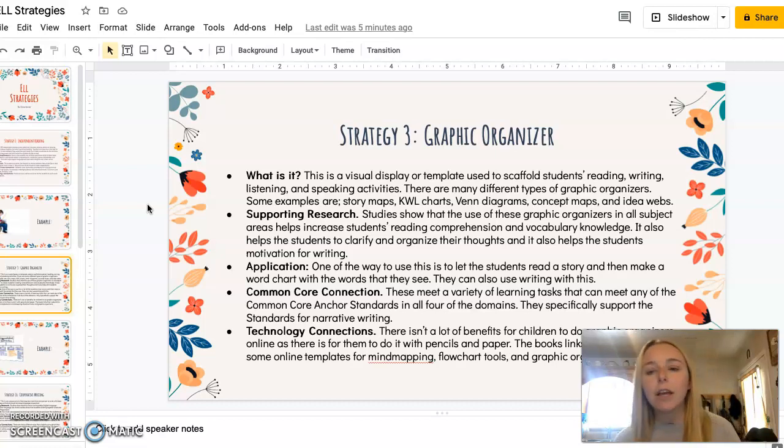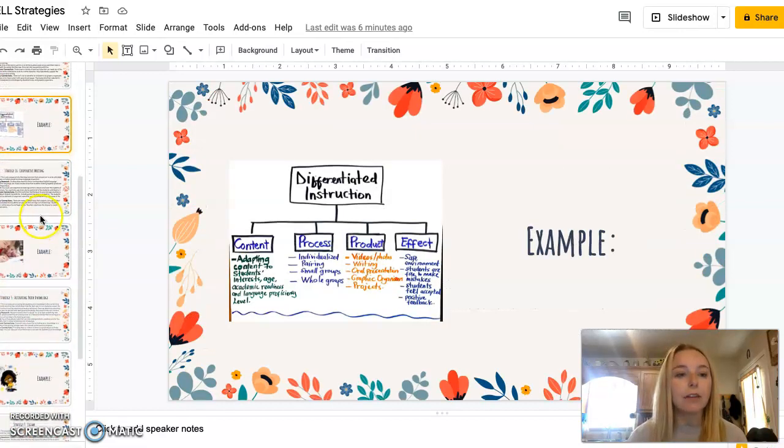There isn't a lot of actual going online and using technology for these. These are better to use your hand and your mind and your handwriting skills, but there are some online templates you can get from mind mapping and flowchart tools, and you can download some graphic organizers from online. So this is an example of that.